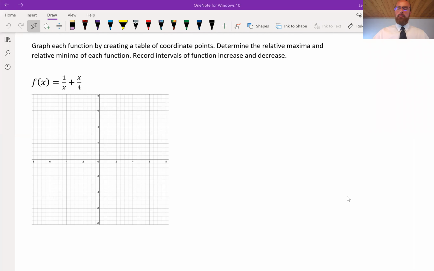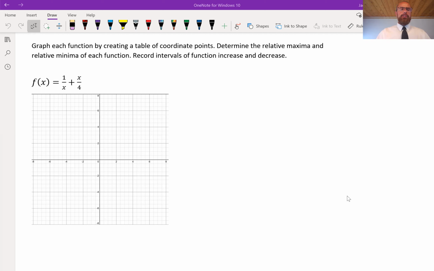Welcome to Pre-Calculus. Let's work on finding the relative extrema of our last two examples. We had looked at two examples already. Well, let's head to our notes screen to see two more functions to find the relative maxima and relative minima.